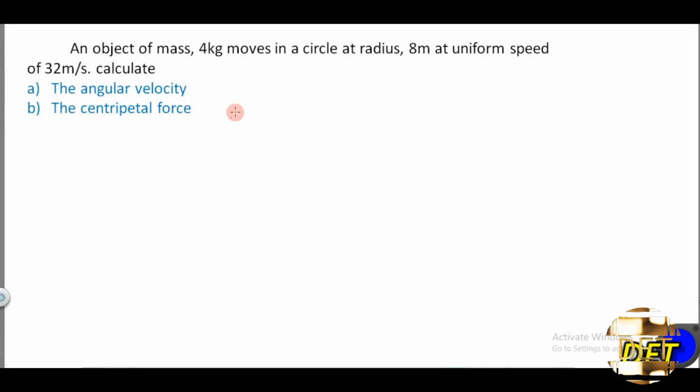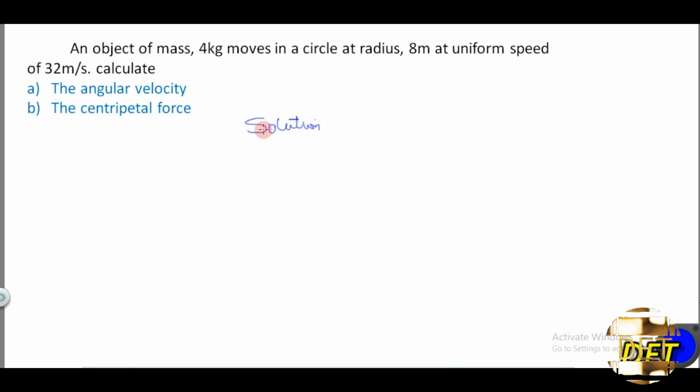Okay, welcome to today's lesson. In this video, we'll be looking at calculation questions under the topic centripetal force, right? So I have a question here, and the question is, an object of mass 4 kg moves in a circle at radius 8 meters at uniform speed of 32 meters per second. Calculate A, the angular velocity, and then B, the centripetal force.